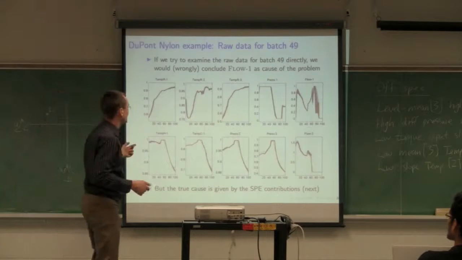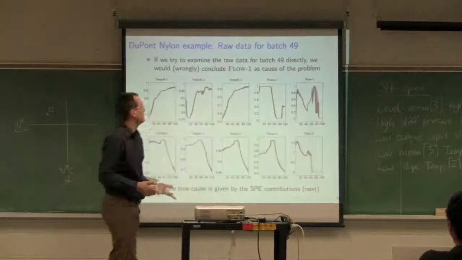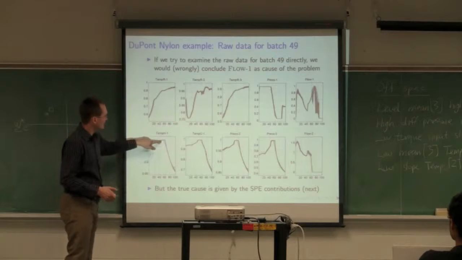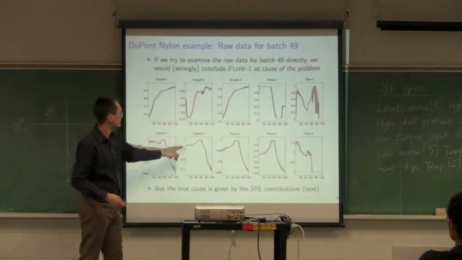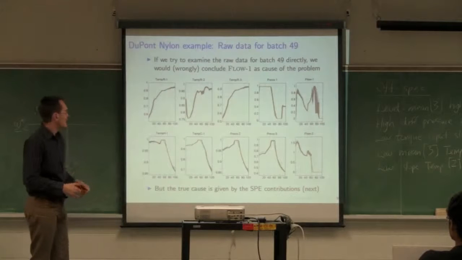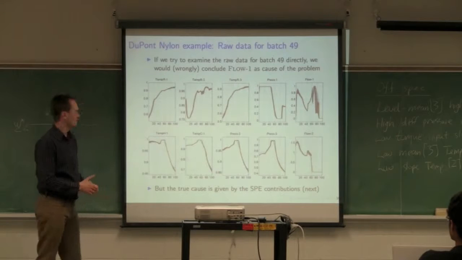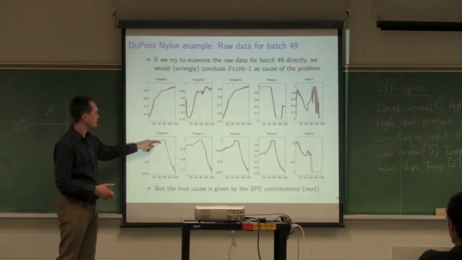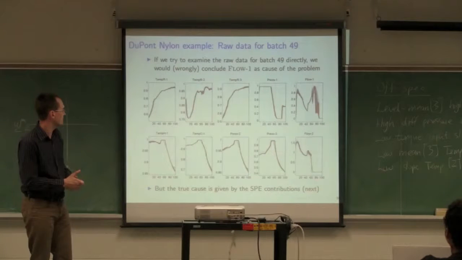But if batch 49 was identified as bad, it's very likely that this flow rate might be identified as the cause of the problem. If you look closely, though, you do notice that all these four variables, the temperature, the heating, cooling, and pressure 2 and pressure 3, show that the temperature profile bypasses the normal duration. The normal duration is that it goes for a little bit longer and then it comes down more sharply. Temperature here for batch 49 seems to come down a little earlier, kind of taking a little shortcut over there.